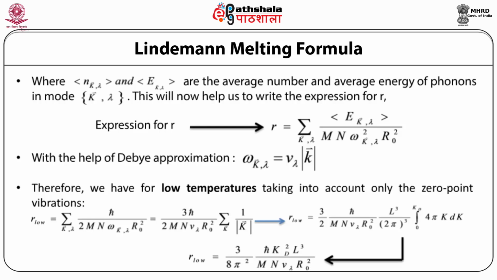So this R low can now be further evaluated, and what we do is that the summation is now replaced by an integral, and the limit of the integral, if you look at it, is from 0 to some cutoff as we had defined earlier, kd. So evaluating this integral, we get a final expression for R low, which is 3 divided by 8 pi square h cross kd square L cube divided by mn v lambda R naught square.